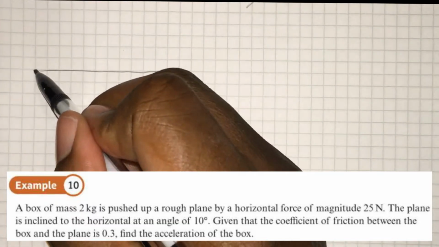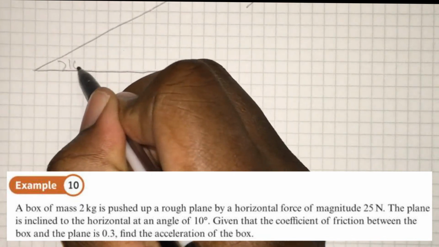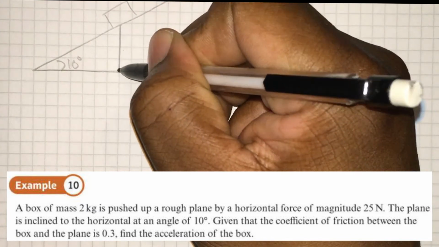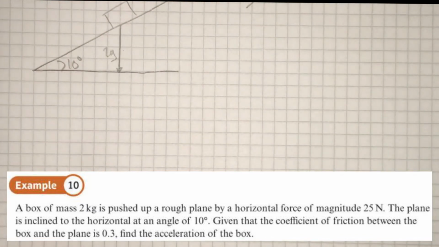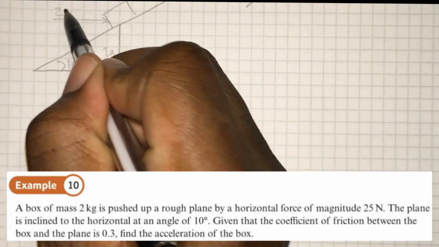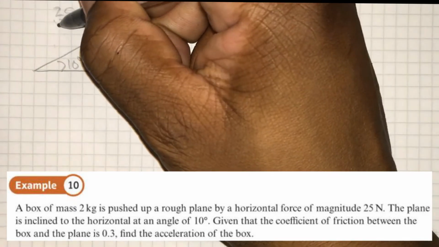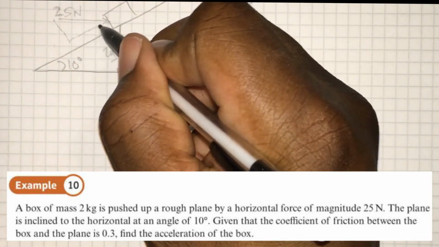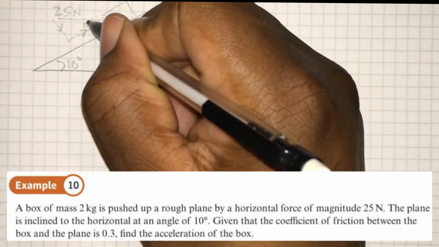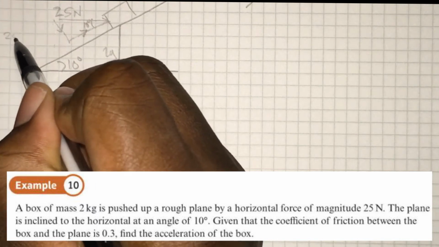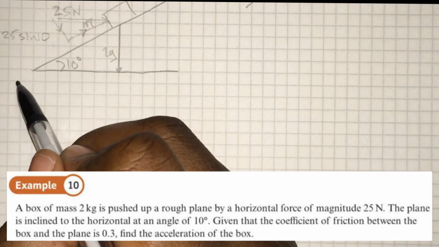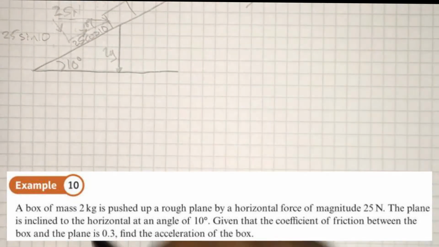Okay, so this time we have a force that is going to be applied to the particle, and it's not going to be applied parallel to the plane. So let's see what difference that will make. So a box of mass 2 kilograms. Here's our 25 Newton force. I'm going to break that force into its parallel and perpendicular components. Since the angle was 10, here we have 25 sine 10 and 25 cosine 10.